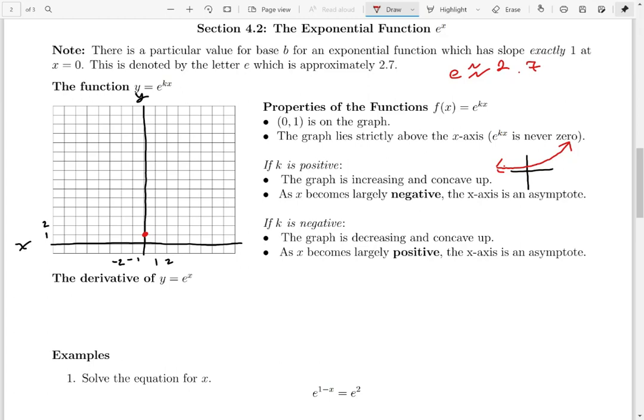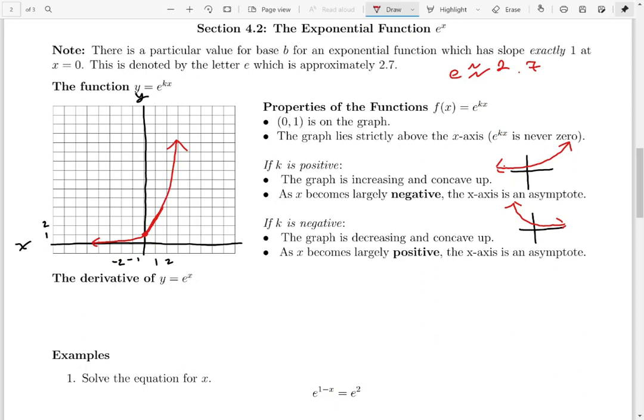Okay? Now, on the other hand, if k is negative, then the only thing that really changes is that we get a decreasing function, and as we keep moving further and further right, we're going to approach the x-axis, and so it's specifically going to look like this. Okay? But in general, if k is positive, we get this function, which is concave up, and it's increasing as we move left to right. And this is just a quick sketch.